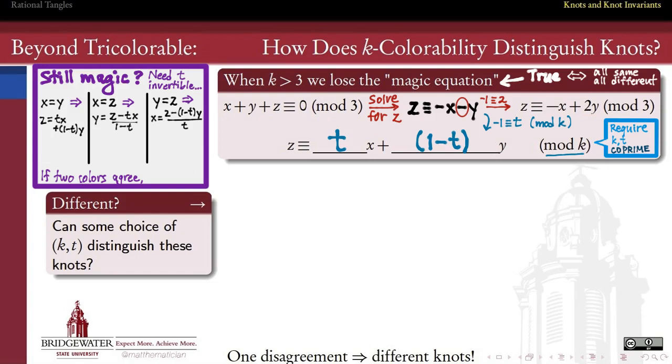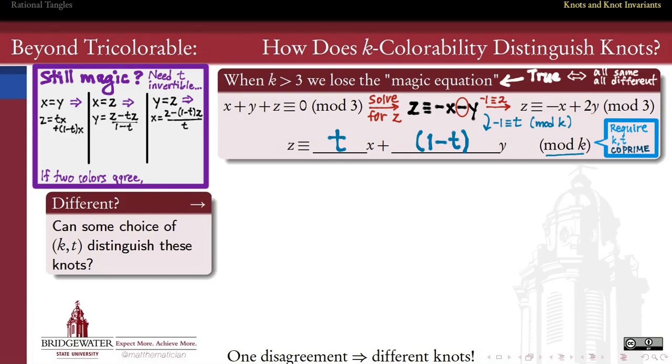So that's actually the only condition that we're going to put on our t for this equation. We're going to say as long as t is co-prime to k, then this is still going to be the form of what we'd like to be our magic equation for k-colorability. And so if we then assume that that's true, then what do these equations tell us about the nature of the third color when the first two colors at one of my crossings are equal?